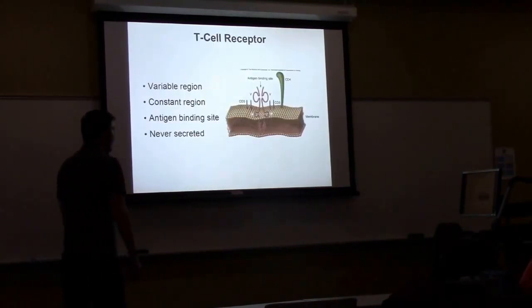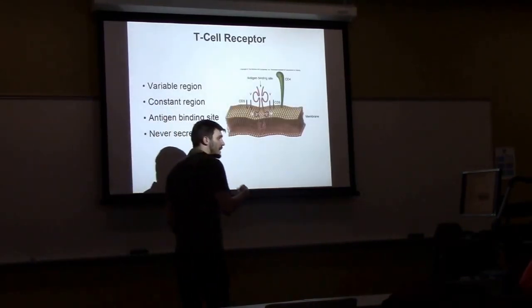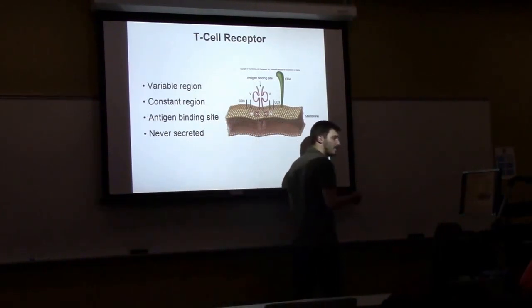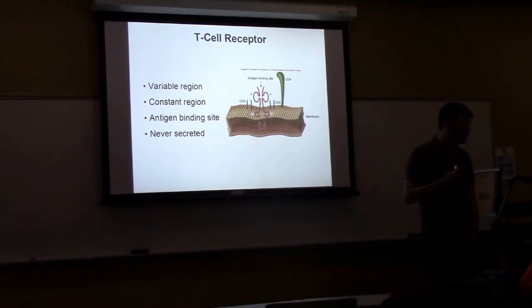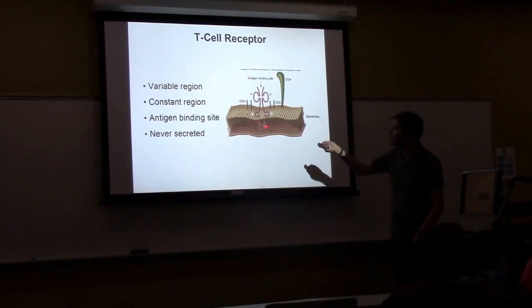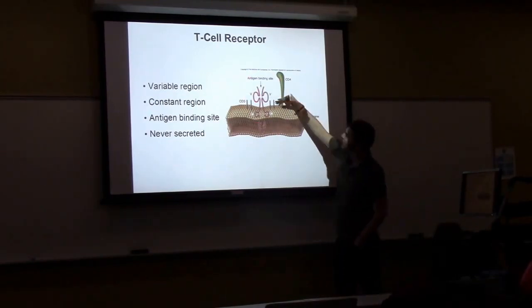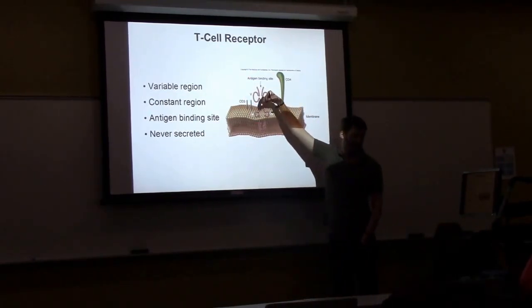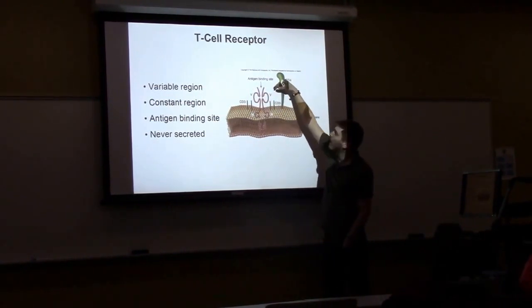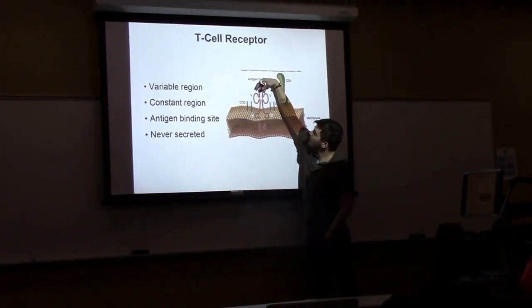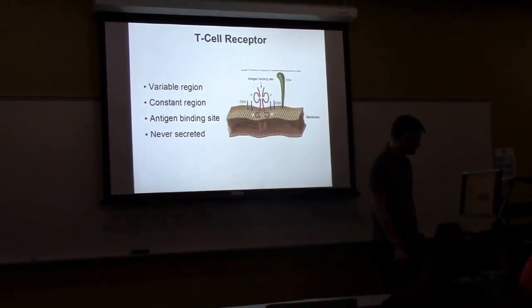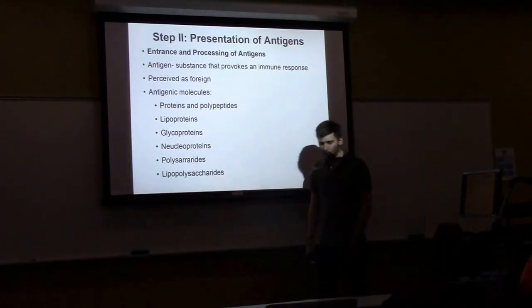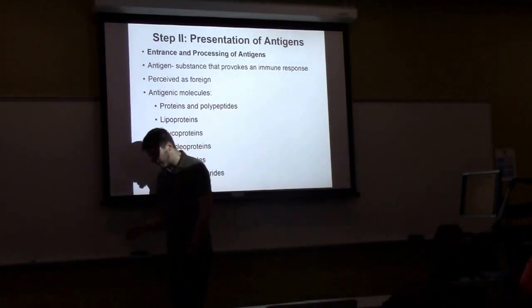T cell receptors are similar, except they are not antibodies. And that's why they cannot recognize antigen floating around. Instead, it needs to be presented to them in MHC. So it looks like this. There are variable regions, and you can see these variable regions are actually inside of the receptor. And that's why MHC is required, because MHC will come in, open this up, and then this is exposed to the antigen.